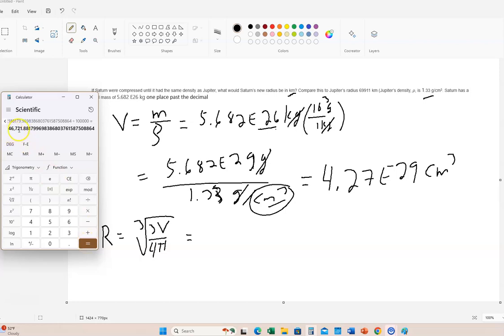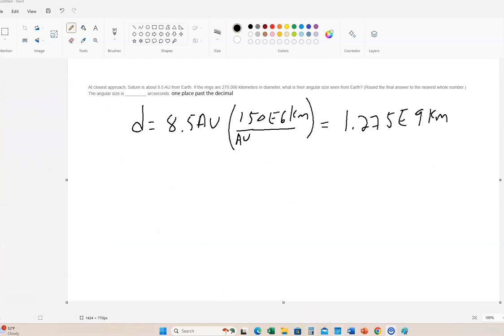So that's the answer. I think it says round to one place past the decimal, so this would be 46,721.9. That's the answer, because you have to put the answer in kilometers, as we usually do for the radius of a planet. Let's stop there.